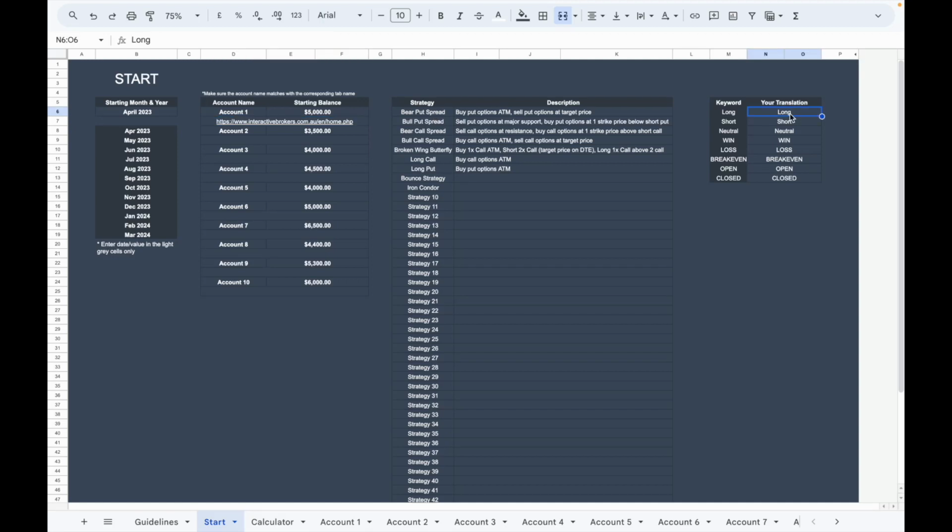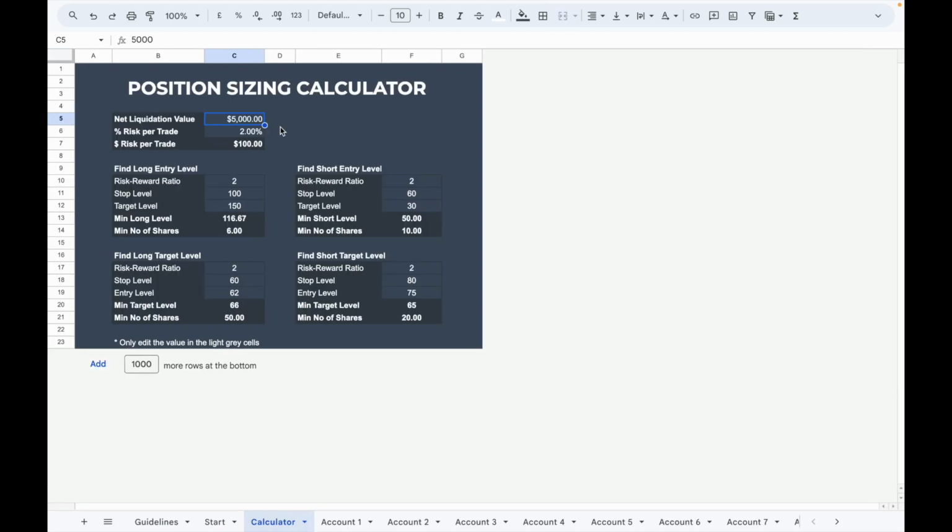If English is not your primary language, you can change some of the keywords in this journal to your own language by replacing the words in the light gray cell. Once you finish setting up your journal, you can start inputting the trading data. There's a position sizing calculator for you to determine the appropriate position size for your trade based on your risk tolerance and account net liquidation value. You can use the calculator to determine your entry level or take profit level by inputting your risk to reward ratio, stop level, target level, or entry level.